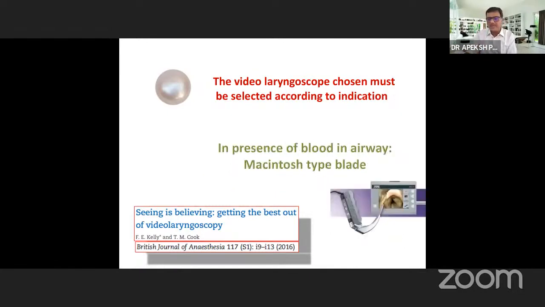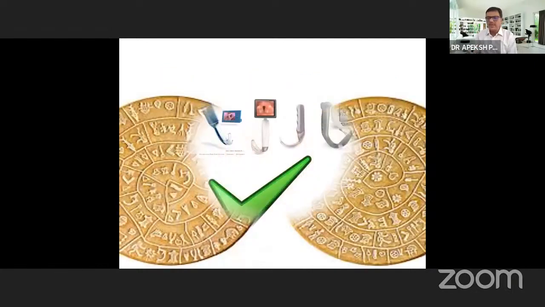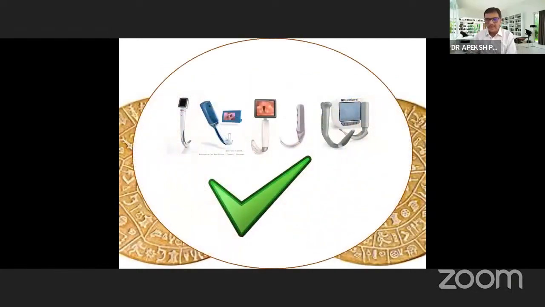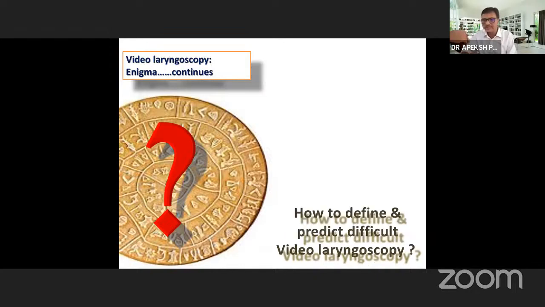Specifically in a predicted difficult airway, you should have an anatomically curved blade. In the presence of blood, you should have a Macintosh type of blade. So these are the lacunae in video laryngoscopy. What to do if we fail with video laryngoscopy? What next? We don't have enough evidence. Should we go ahead with another video laryngoscope, or should we go ahead with direct laryngoscopy? We don't have a clear-cut evidence-based guideline for this question.